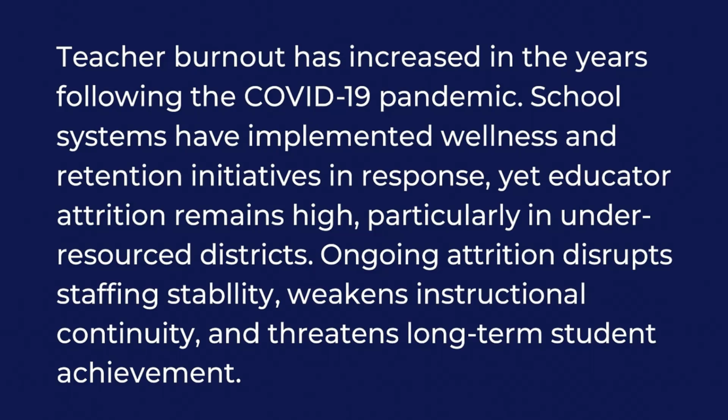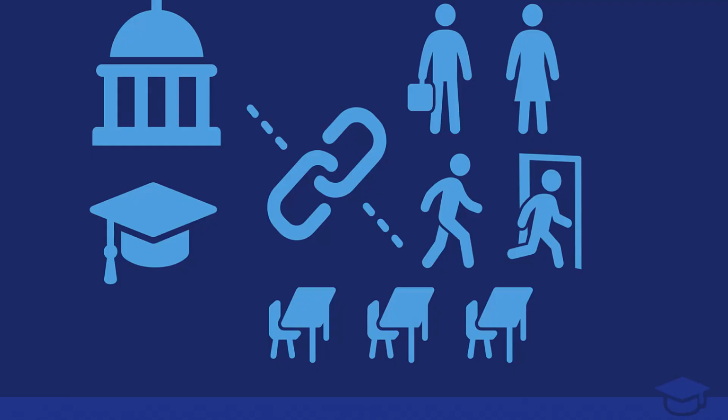The revised problem might read: teacher burnout has increased in the years following the COVID-19 pandemic. School systems have implemented wellness and retention initiatives in response, yet educator attrition remains high, particularly in under-resourced districts. Ongoing attrition disrupts staffing stability, weakens instructional continuity, and threatens long-term student achievement. This suggests a misalignment between policy interventions and teachers' lived experience of support.